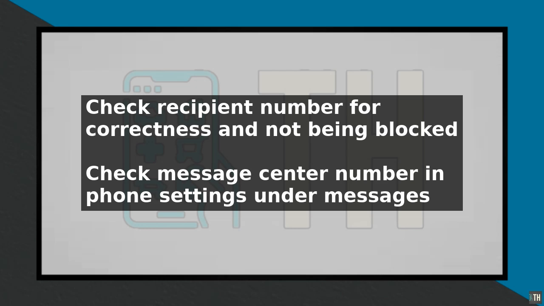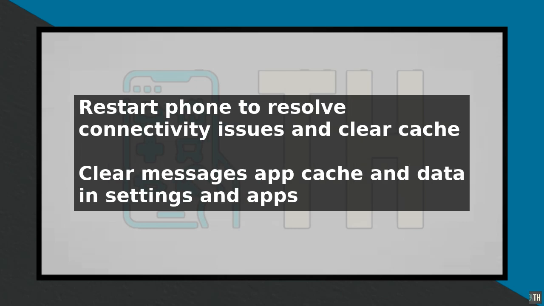If the issue persists, try restarting your phone, as this can often resolve connectivity issues. Also, check for any software updates, as an outdated operating system can cause issues with sending messages. Clear the cache and data of the Messages app by going to Settings, then Apps, then Messages, and selecting Clear Cache and Clear Data. Additionally, check if you have reached the message limit set by your network operator.